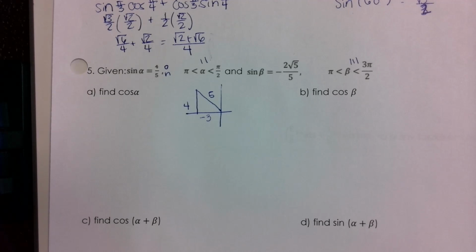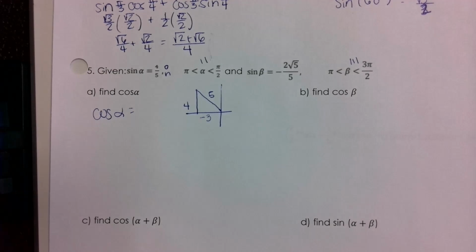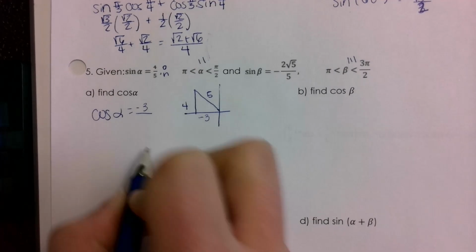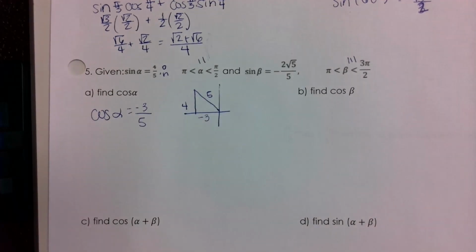So we're going to find cosine. So what would cosine be? Cosine is what? Adjacent over hypotenuse, right? So what's our adjacent side? Negative 3. What's your hypotenuse? 5. Done. That's all you got to do there. Is that okay? That's the answer.